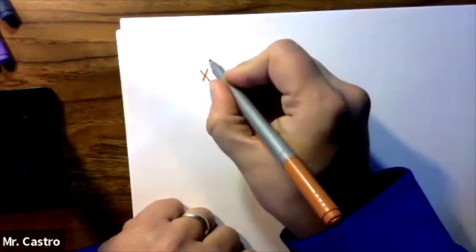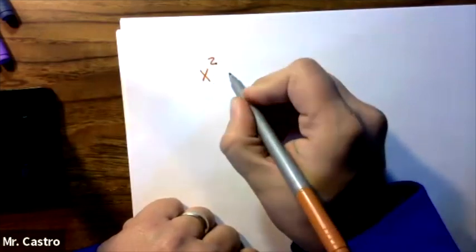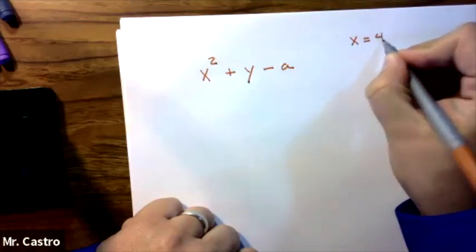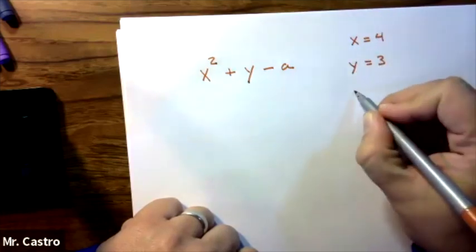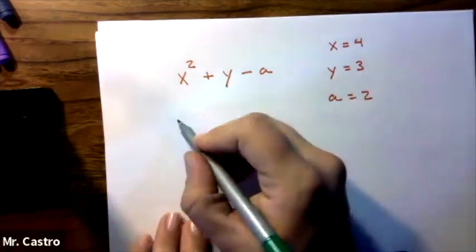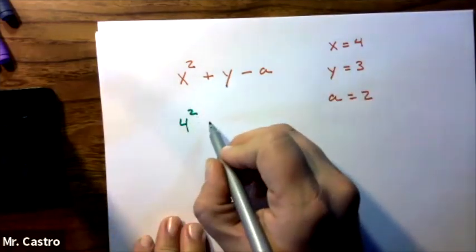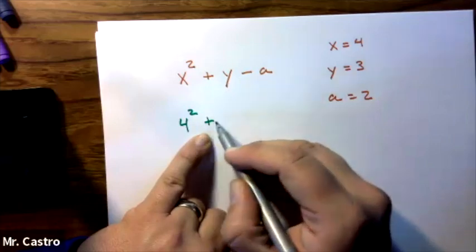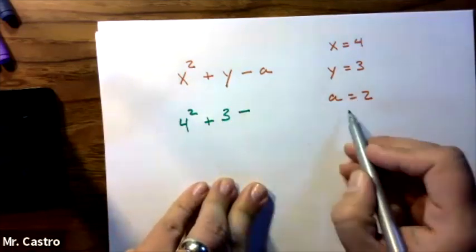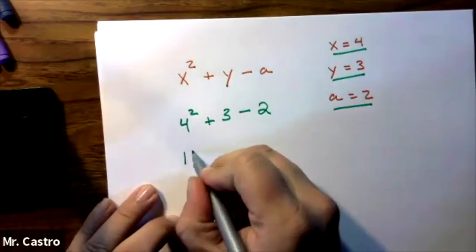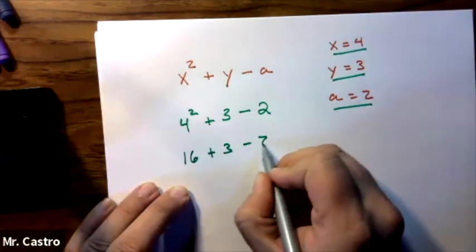All right, I'm going to give you another problem here. X squared plus y minus a. X is 4, y is 3, a is 2. All right. So if I plug in the 4 for x, this becomes 4 squared plus, if I plug in the 3 for y, that gives me 3 here, minus, and then if I plug in the 2 for a, that's minus 2.